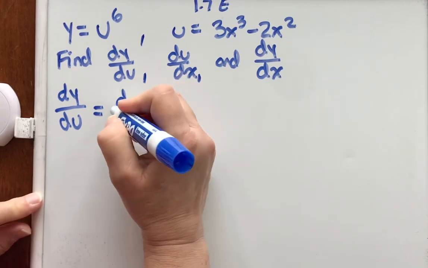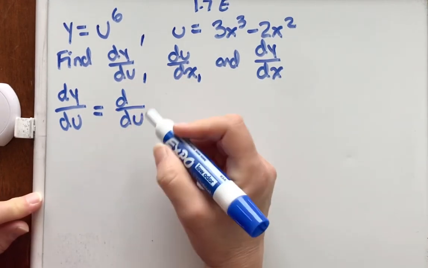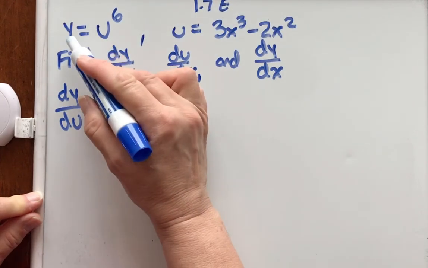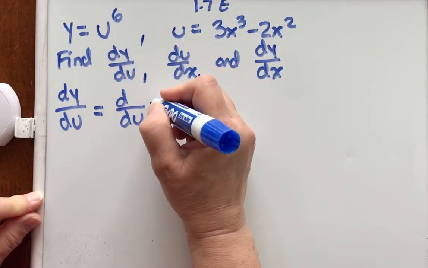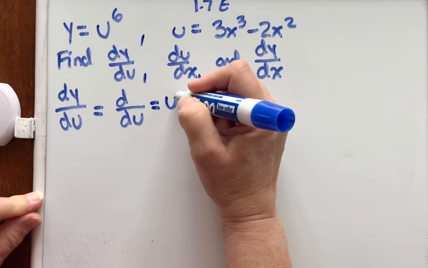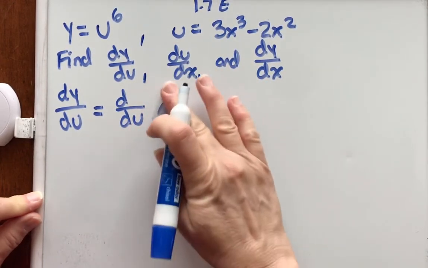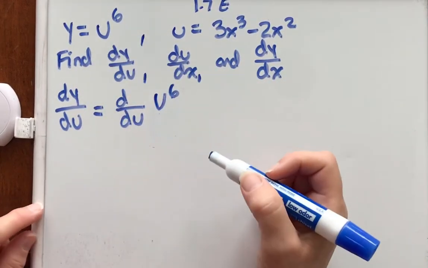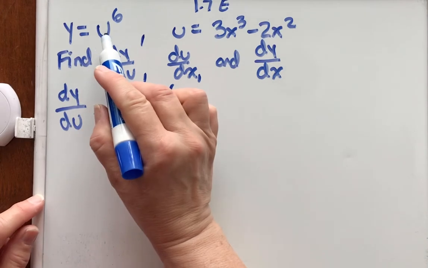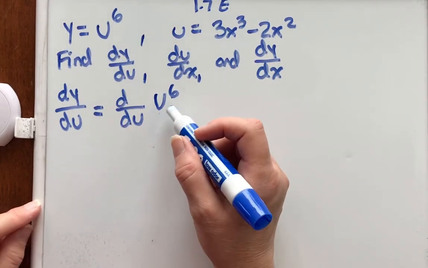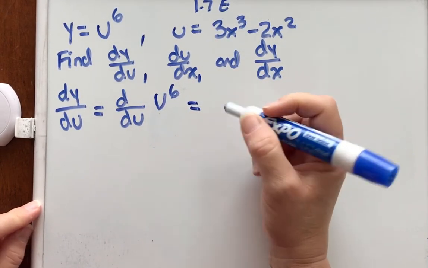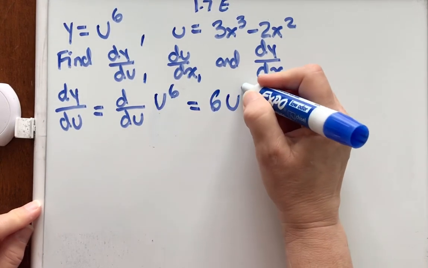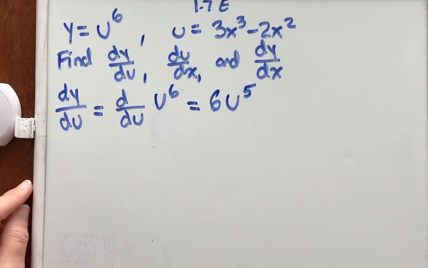That's the same thing as saying d/du. This is our input, and y is our output. So y equals u to the 6, so we put u to the 6 here, because y is our output and u is our input. Now we're going to take the derivative with respect to u. So we bring down our 6, take away 1, 6u to the 5.